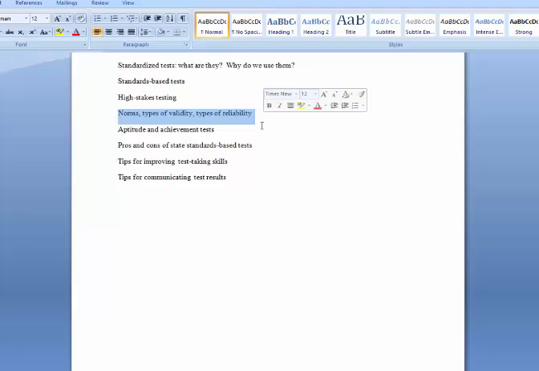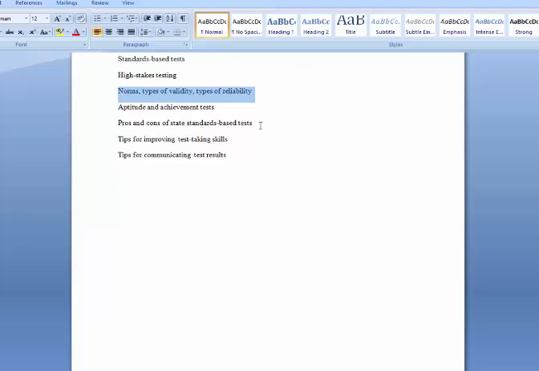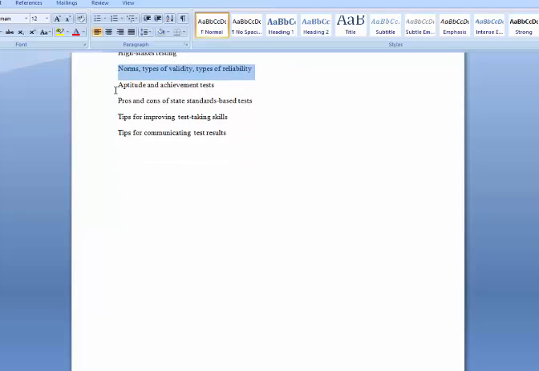And then alternate forms reliability, where if I'm a teacher and I'm concerned about cheating, then maybe I make multiple forms of the same test and administer those, and then you would look to see if students were fairly consistent on version A and version B. There are other types of reliability and validity, but those are the only ones that we're going to focus on.